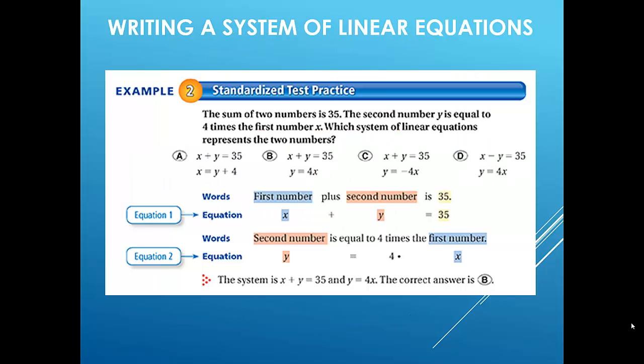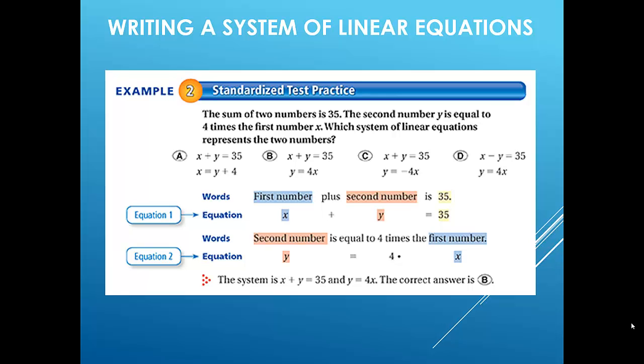Example number 2, we're going to be writing a system of linear equations. The sum of two numbers is 35. The second number y is equal to 4 times the first number x. Which system of linear equations represents the two numbers? We have 4 choices that we're going to be looking at. We can first write our two equations and then we'll see if they match up with one of our choices.